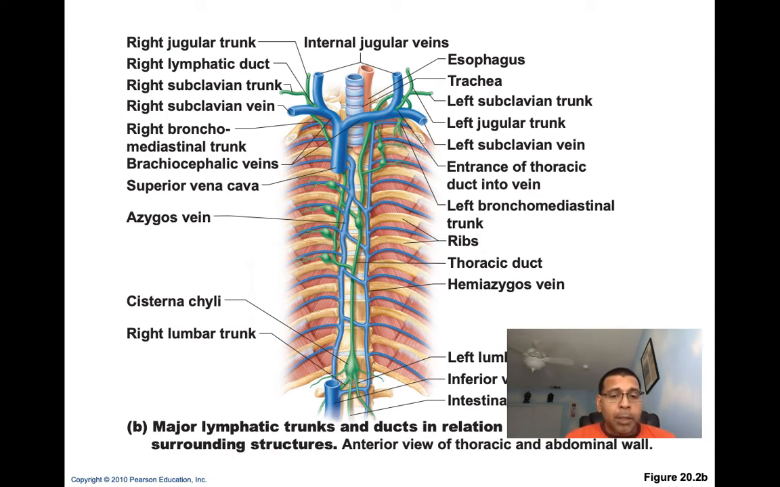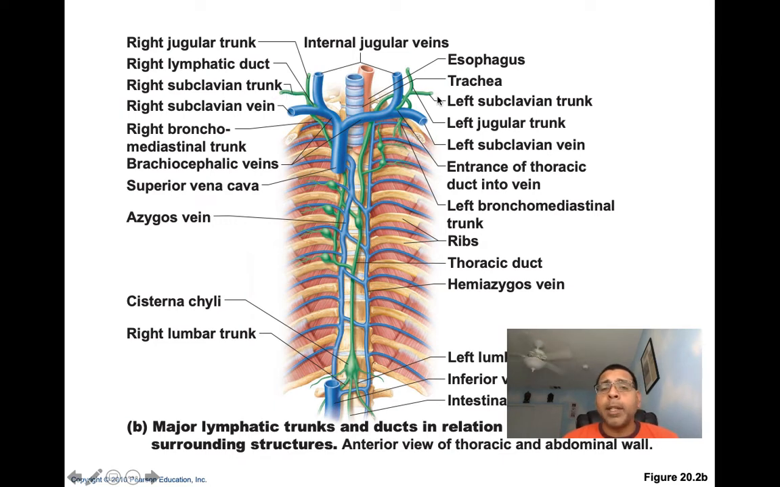Then we have the bronchomediastinal. If you listen to the names, you should be able to put two and two together. The bronchomediastinal trunks are also found as a pair. Here we can appreciate the left bronchomediastinal trunk, and here we have the right bronchomediastinal trunk.